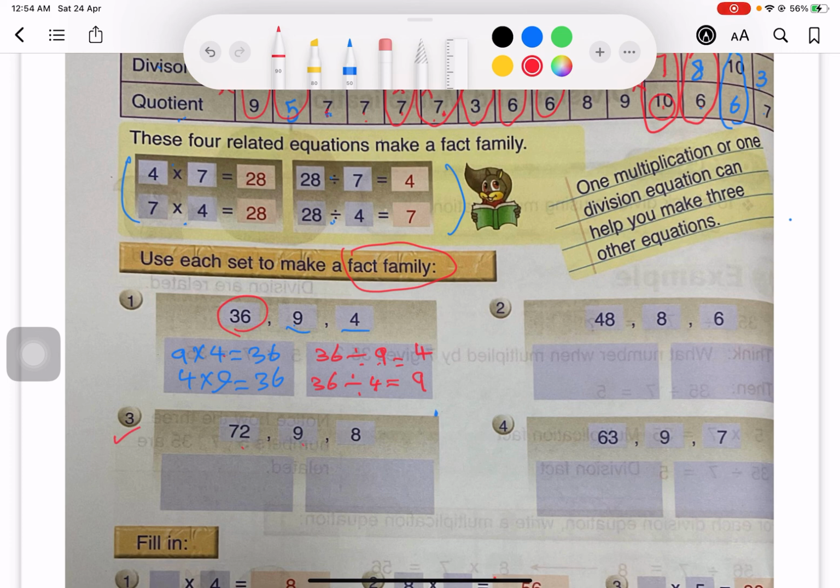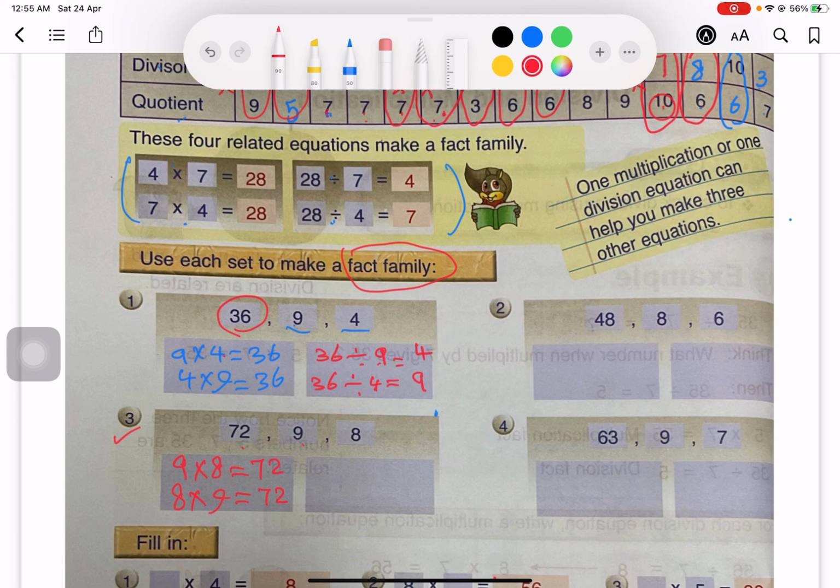I will do question 3. 72, 9, and 8. With what should I start? Yes, you are correct. With the small numbers. 9 times 8 equals 72. Switch the numbers. 8 multiply 9 equal 72. So I wrote 2 multiplication sentences using the 3 numbers. 9 by 8, 72, or 8 by 9, 72.